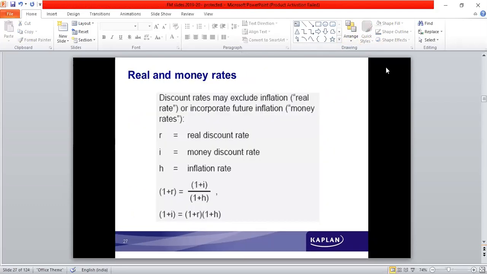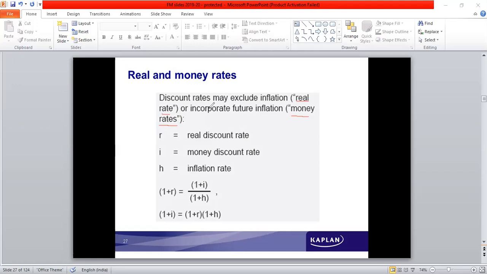The formula is the real and money rate. The discount rates may exclude inflation. When the inflation rate is not included, it excludes the inflation rate, and we call that rate the real rate. But once the inflation rate is also incorporated, we call that the money rate. The question can be asked to calculate the money rate, and after that the cash flows are discounted.